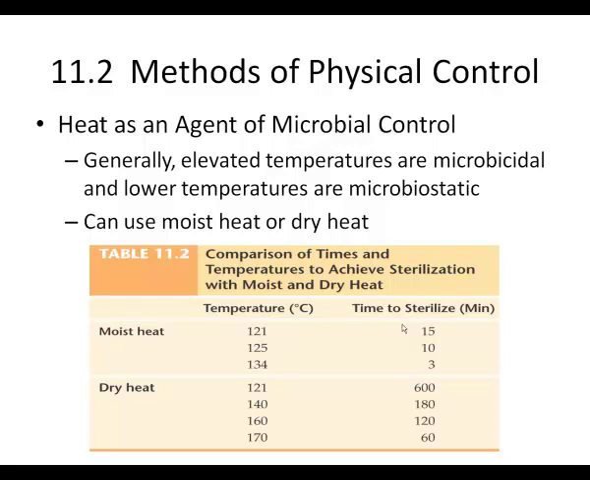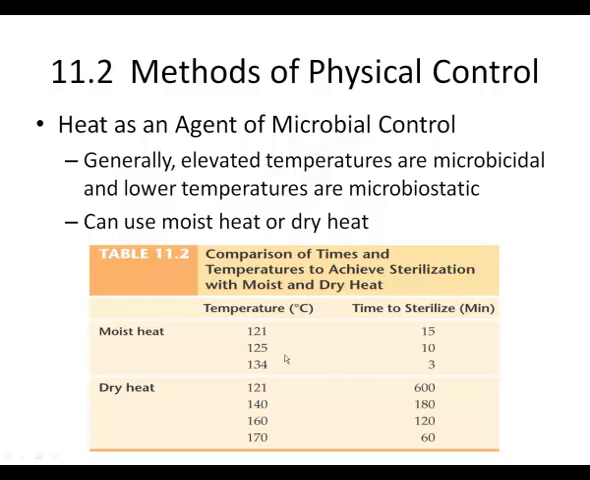You can use either moist heat or dry heat. You're going to see that there is a difference between moist heat and dry heat. If we look at the control mechanism, the comparison, at 121 degrees centigrade for moist heat, we can sterilize in about 15 minutes. If we're talking about dry heat, we're at 121 degrees centigrade. This is about 600 minutes or 10 hours. So it's going to take quite a while for this to get hot, or excuse me, not get hot, but to sterilize.